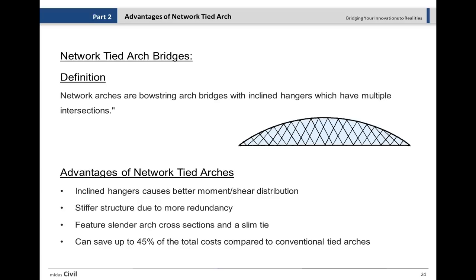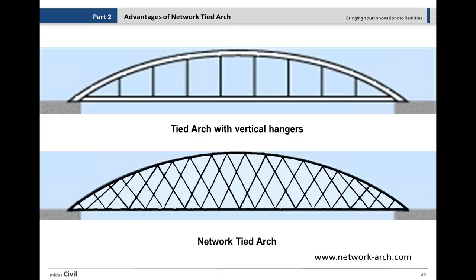The inclined hangers with multiple intersections in tied arches can distribute forces in such a way that the bending moment and the shear forces are distributed to the upper chord, which is the arch, and the lower chord, which is the tie, just like a truss. Comparing these two, you see this network tied arch is more similar to truss structures, although these are just hangers and tensile elements.